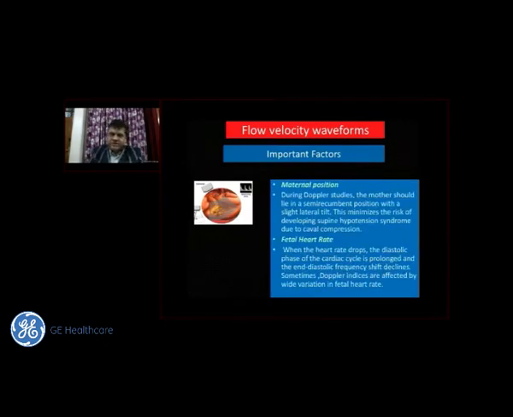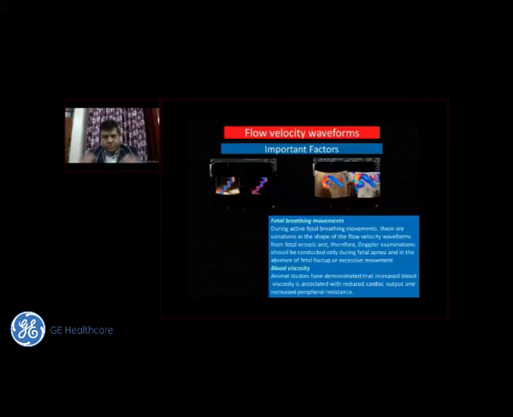Now before we start, let us talk about the maternal position. During Doppler studies, the mother should lie in a semi-recumbent position. Please remember that there's always a risk of developing supine hypotension in such patients, which could lead to cord compression and things like that. So let's have the lady semi-recumbent with a slight lateral tilt. Also, when the fetal heart rate drops, the diastolic phase of the cardiac cycle is prolonged and the end diastolic frequency shift will decline. So if there's a slight transient bradycardia, do not do the spectral Dopplers, do not interrogate. Wait for the fetal heart to come back to normal and then go ahead and do your job.